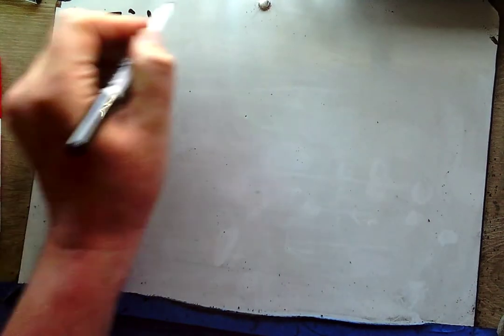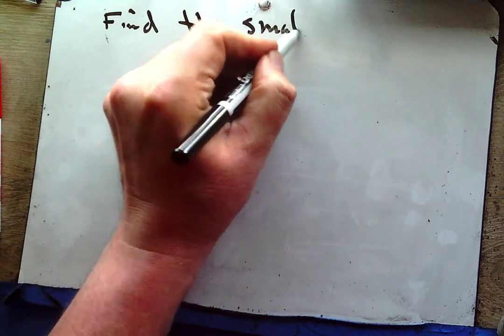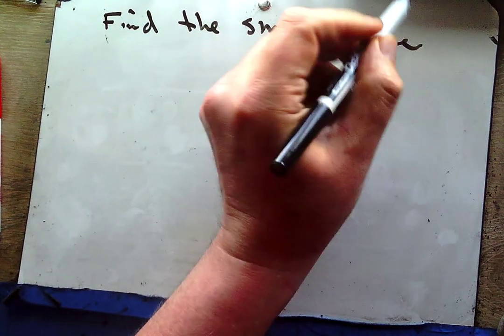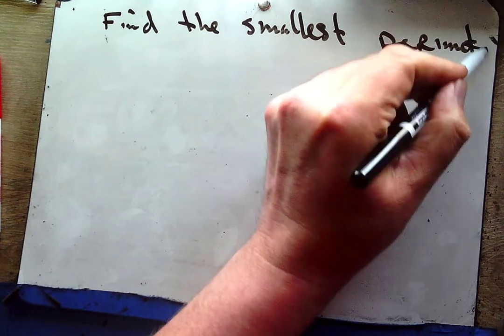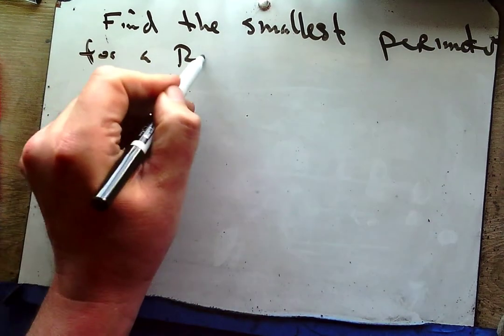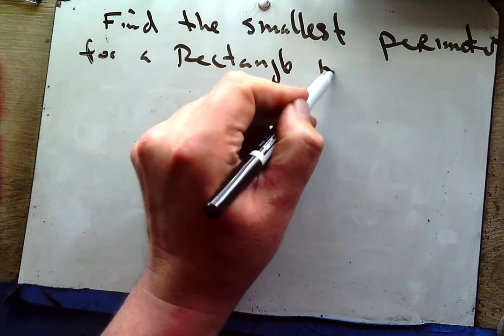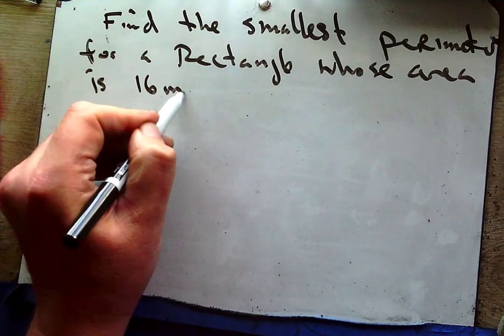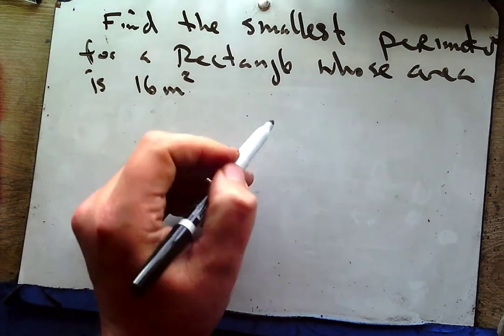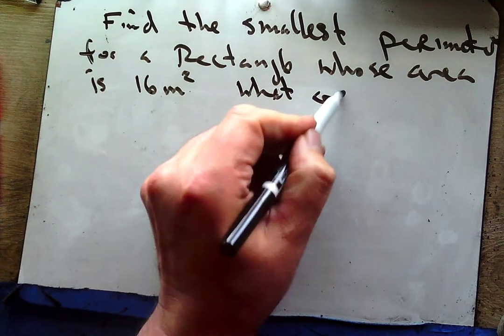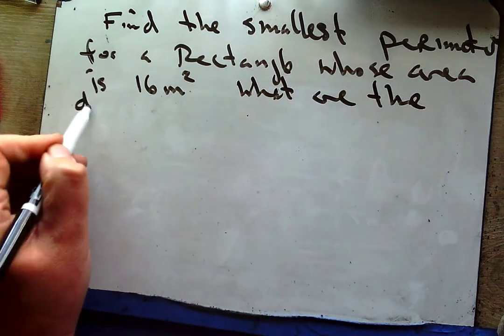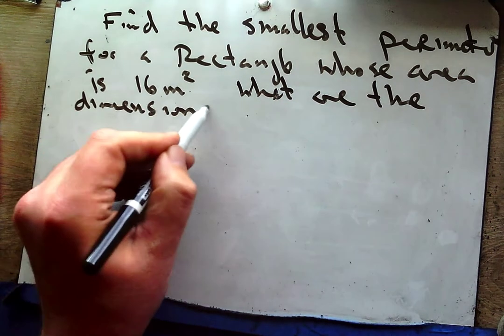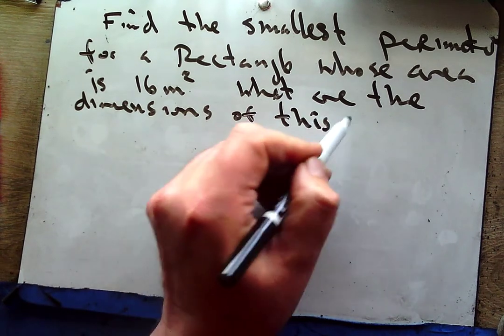So the first one says this. Find the smallest perimeter for a rectangle whose area is 16 square meters. What are the dimensions of this rectangle?